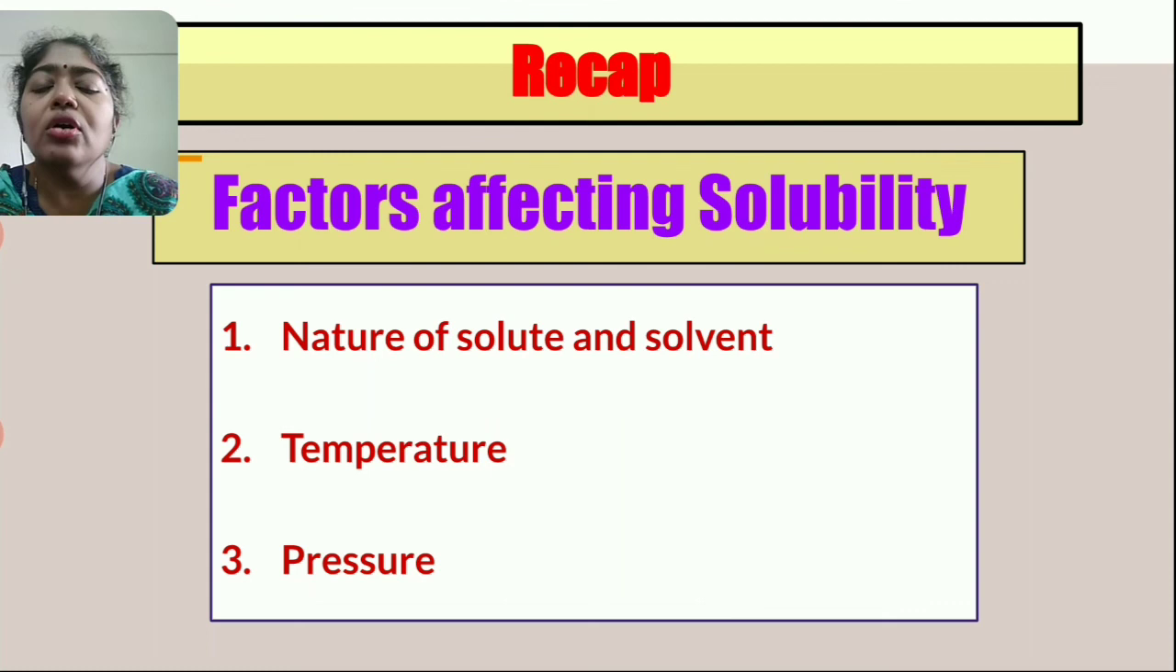Third, we saw the effect of pressure on the solubility, and we understood that for a solid solute in a liquid solvent, there is no effect of pressure on the solubility because solids are incompressible, whereas the effect of pressure on a gas in liquid type of solution is a direct relationship given to us by Henry's law. That is, S is directly proportional to P.